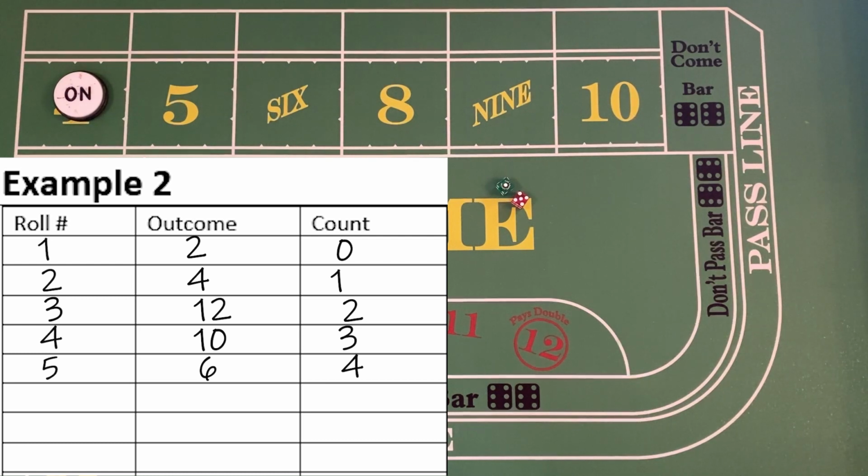Now, in order to go from a count of 4 to 5, we need to see a box number. So let's say the shooter threw a 2.